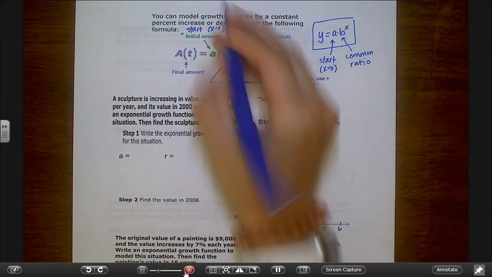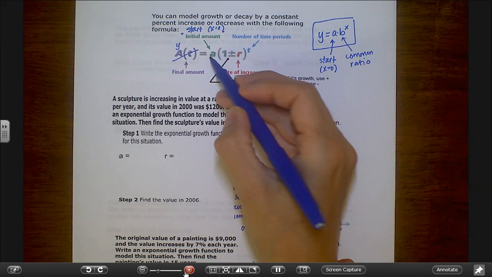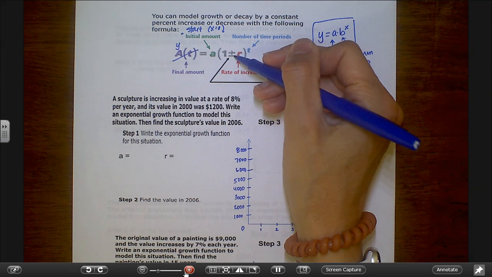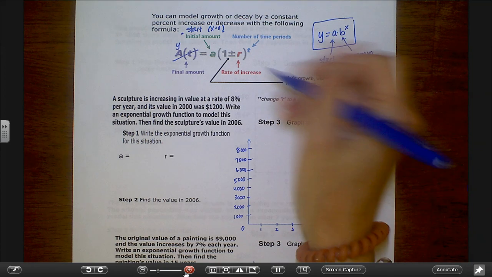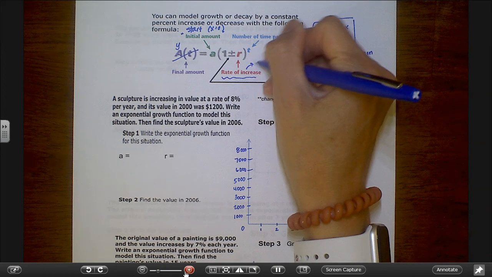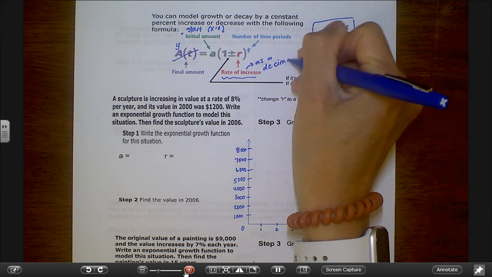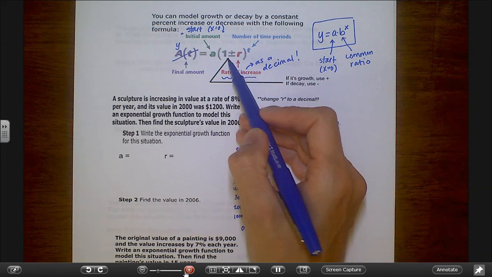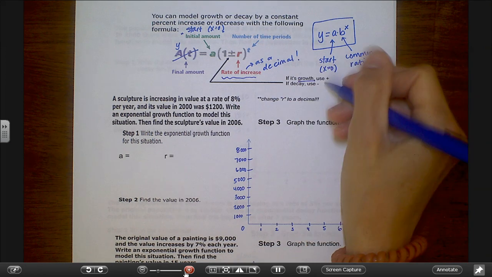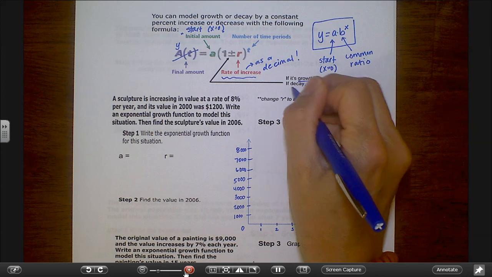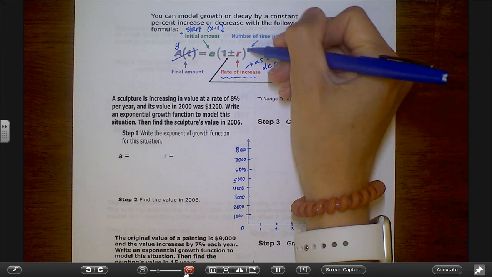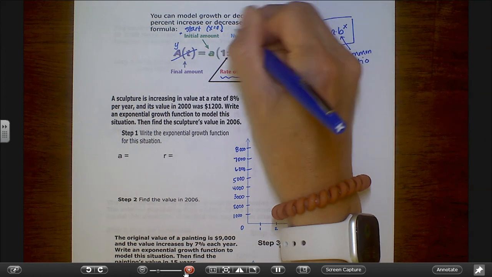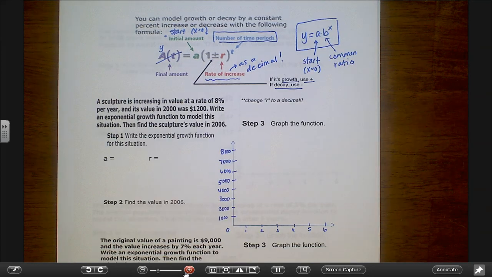So you have a sub t or a of t, which we can call y, equals a, which is your initial amount or your starting point, times 1 plus or minus r, and r is your rate of increase as a decimal. So you'll often be given it in a percent, and you'll have to change it to a decimal first, and then you'll either add it to 1 if it's growth, or subtract it from 1 if it's decay. And then you're raising it to the t, which is like your x in this instance, but t is number of time periods. So like years or months or what have you.